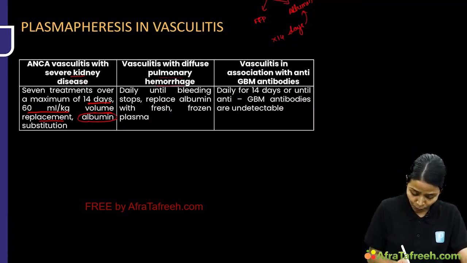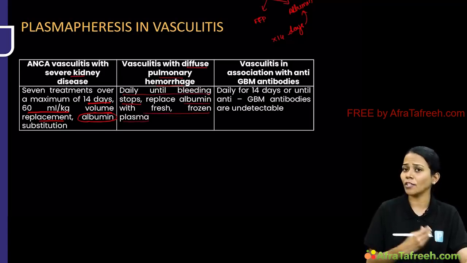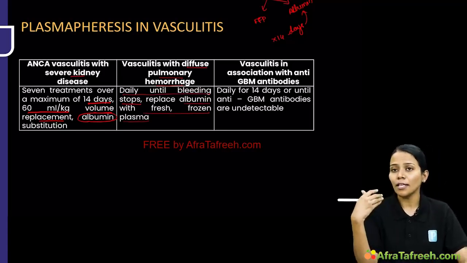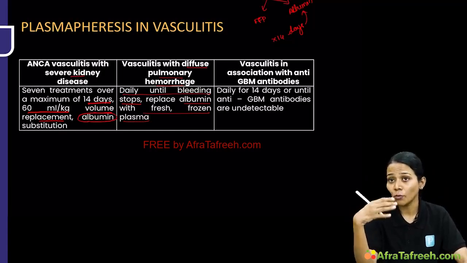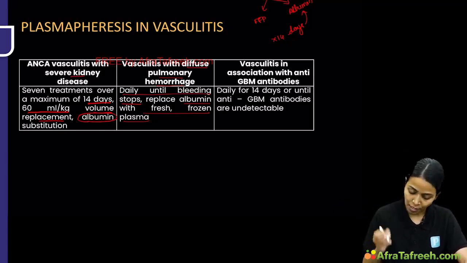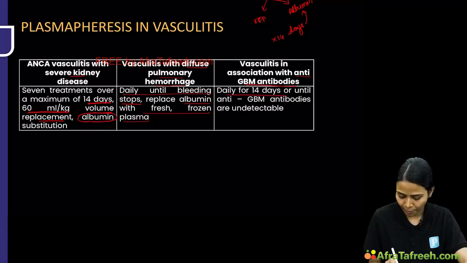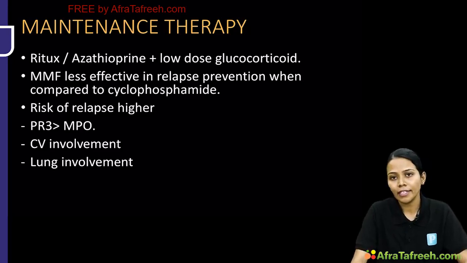But if there is diffuse pulmonary hemorrhage, then you can't do alternate day. You have to do daily until the bleeding stops, and you have to replace with albumin and FFP. Here you have to give FFP because in plasmapheresis you will be removing some coagulation factors, and this removal can precipitate further bleeding. So you have to give FFP. And vasculitis in association with anti-GBM disease, this is like anti-GBM where you give daily for 14 days or till anti-GBM antibodies are undetectable. Now coming to the maintenance therapy.